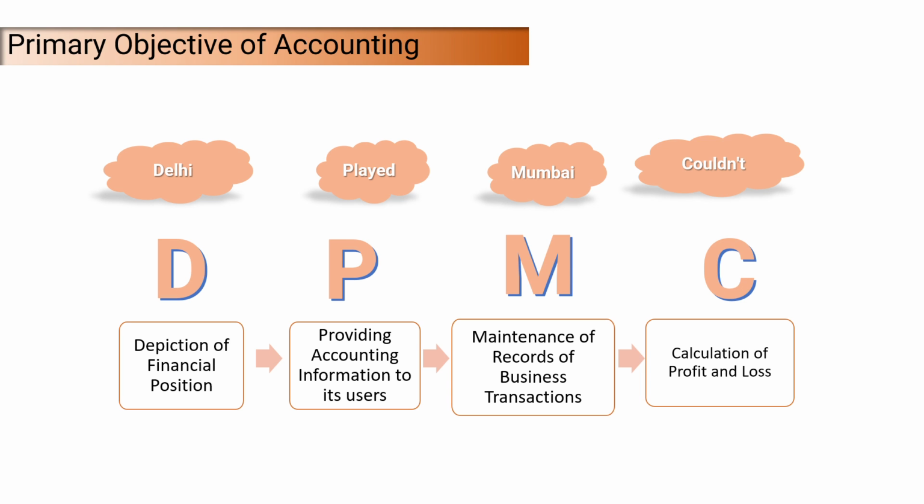So what is the primary objective of accounting? It is Delhi played, Mumbai could not. D is depiction of financial position. P is providing accounting information to its users. M is maintenance of records of business transactions. And C is calculation of profit and loss.